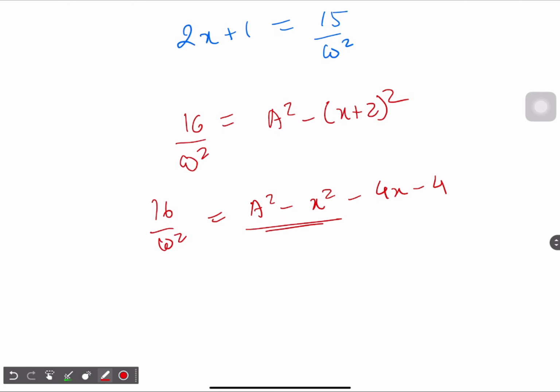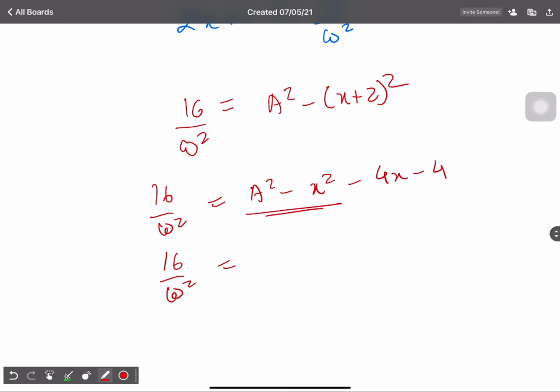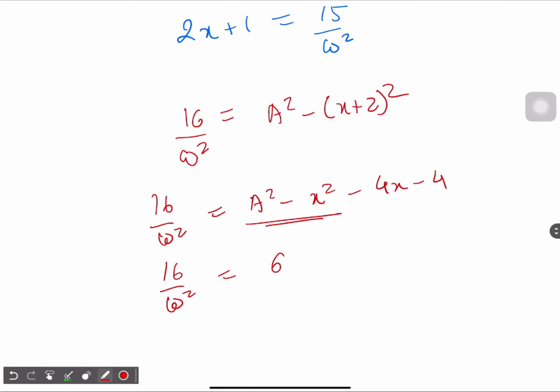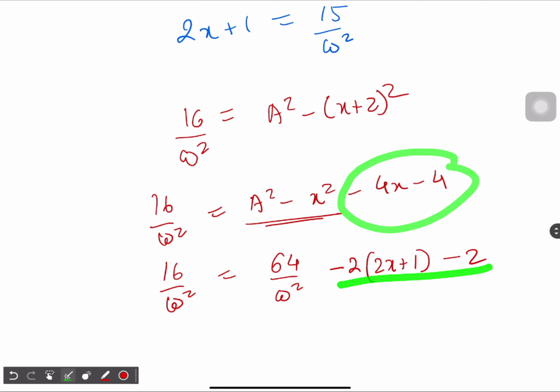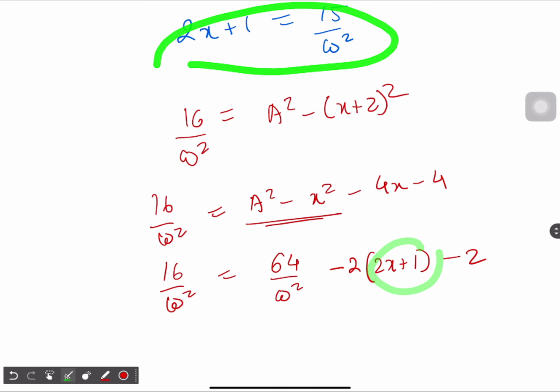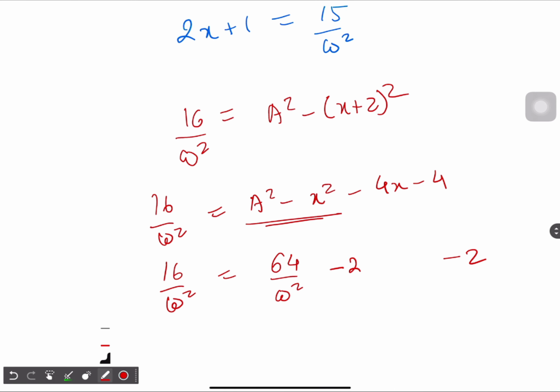Again, a square minus x square is what? A square minus x square is equal to 64 by omega square. And I can write down also minus 2 times 2x plus 1 minus 2. I can replace this term with this formula over here. 2 times 2x will be 4x, minus 2 times 1, minus 2, and minus 2 will give you minus 4. So 2x plus 1 is equal to what? 15 by omega square. So I can replace over here 15 by omega square.